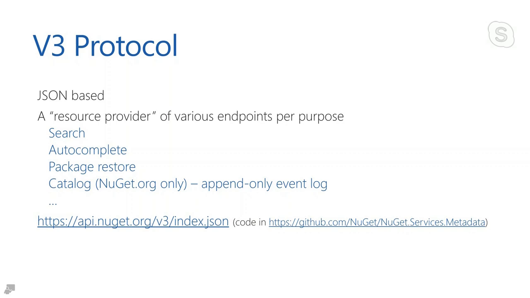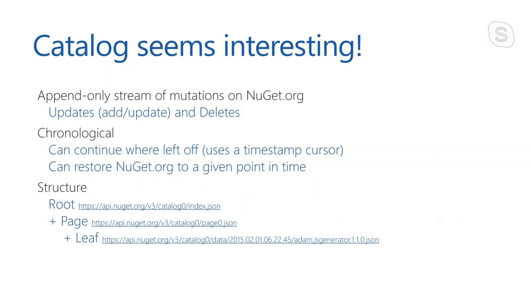And the one thing that we are really interested in is the catalog, which is currently only found on NuGet.org. The catalog is an append-only event log of every event that happened on NuGet.org since the beginning of time. So you will find every package addition, package update, and package delete described in that catalog. The nice thing about the catalog is that it is chronological, so everything you see is ordered by time, which makes it very easy if we want to use a cursor, for example, to index everything that was added in the last 24 hours, because we can simply point our cursor at that timestamp and start getting all the data from that point and continue where we left off.